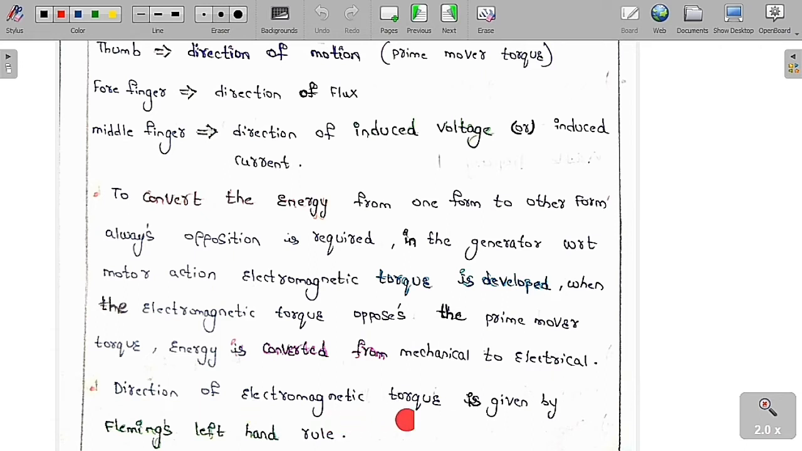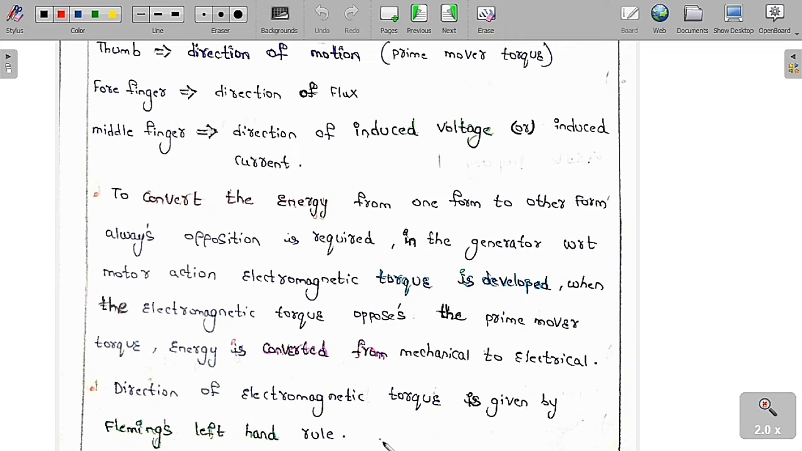The direction of the electromagnetic torque, or we can say electrical torque, is given by Fleming's left hand rule. This is a very important point, and I have already told you these things in the class also. For a generator, whether it is a DC generator or an AC generator, we have to use Fleming's right hand rule. And for a DC motor or AC motor, we have to use Fleming's left hand rule.